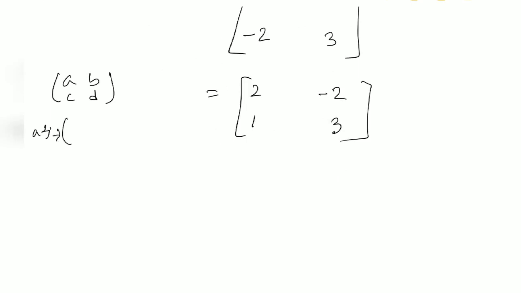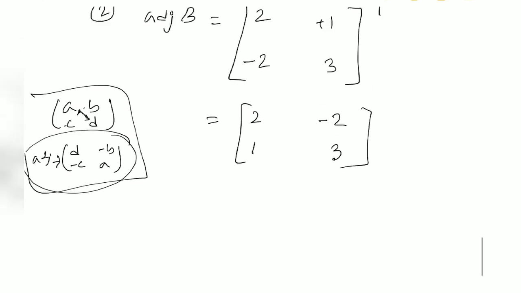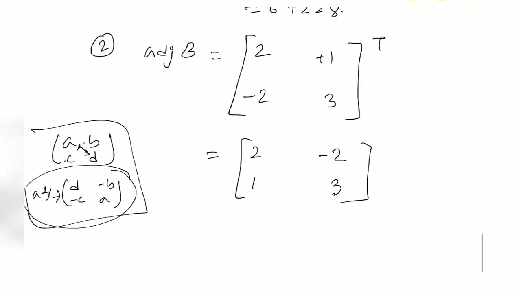Now let me tell you a process by which you can find the adjoint of a 2 by 2 matrix very fast. You just swap the first diagonal elements and change the sign of the second diagonal elements. So that's a very tricky process. There is no rule, but it's a trick.